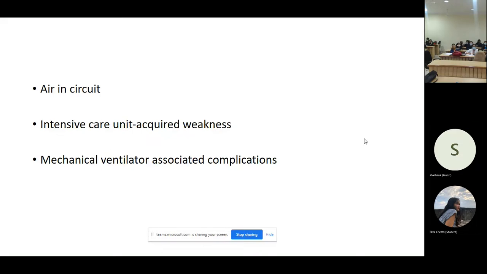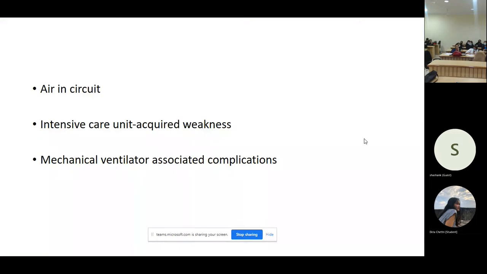Yes. So you all must have heard about ICU acquired weakness, read about it. Hello. Yes, they have heard about it, Shashank. They have read about it, or heard about it?